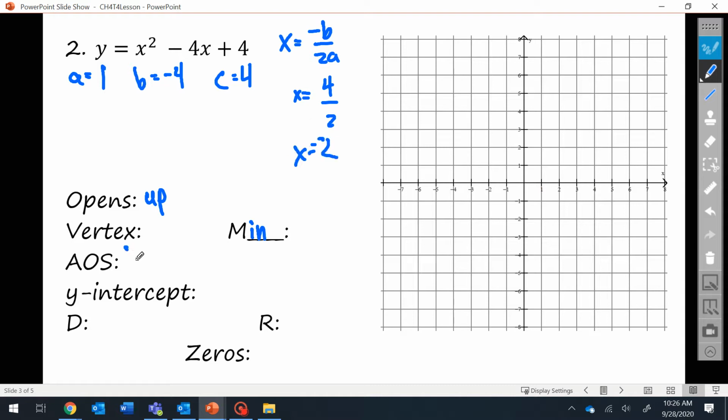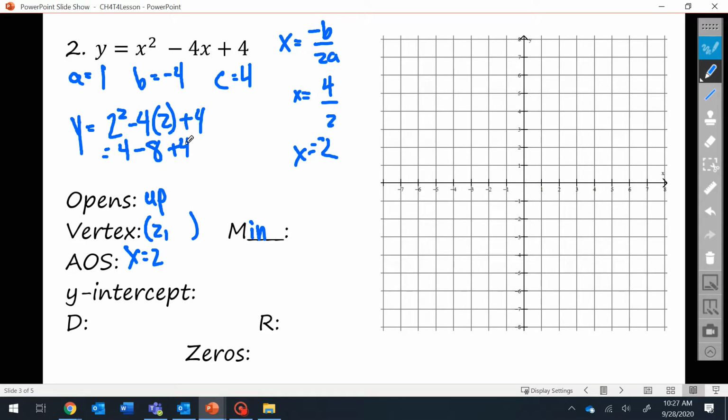So the axis of symmetry is 2, the vertex is 2 comma something. To find the something, I need to substitute in. So I have 2 squared minus 4 times 2 plus 4. So that's 4 minus 8 plus 4. So -4 plus 4, that is 0. So y equals 0. Now this is going to be an interesting one. We'll see in just a minute. The y-intercept is 0, 4.